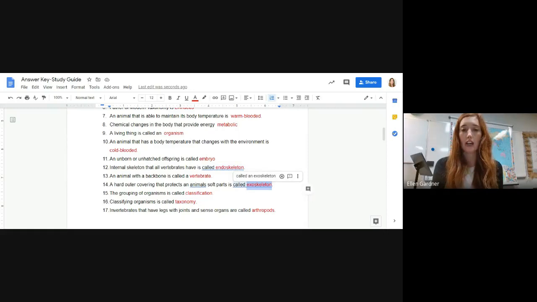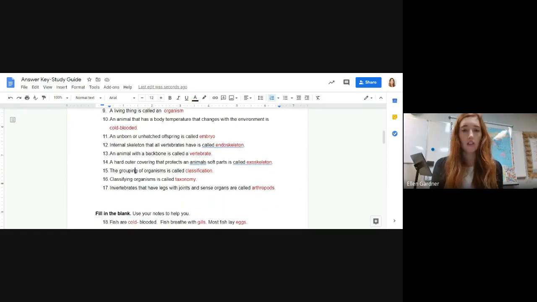So endoskeleton, exoskeleton. So exoskeleton is only for the invertebrates. We talked about that just a little bit at the beginning, but we've mainly been talking about vertebrates with endoskeletons. The grouping of organisms is called classification. Classifying organisms is called taxonomy.